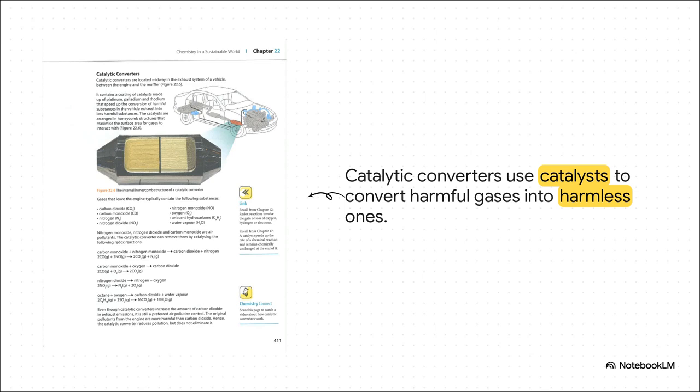Inside your car's exhaust pipe, hot, dirty gases flow over this honeycomb structure that's coated with precious metals like platinum. These metals act as catalysts, speeding up reactions that turn harmful pollutants into harmless stuff. Toxic carbon monoxide becomes carbon dioxide. Harmful nitrogen oxides become harmless nitrogen gas. It's a perfect real-world example of redox reactions in action.